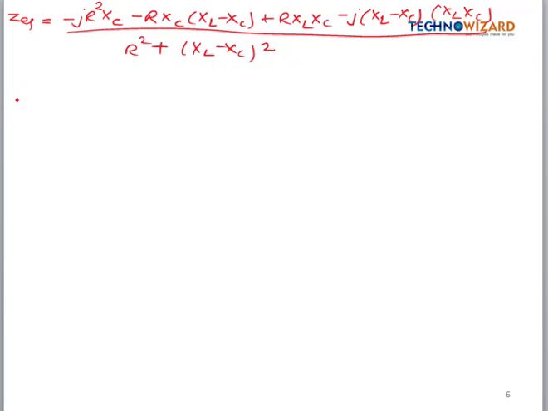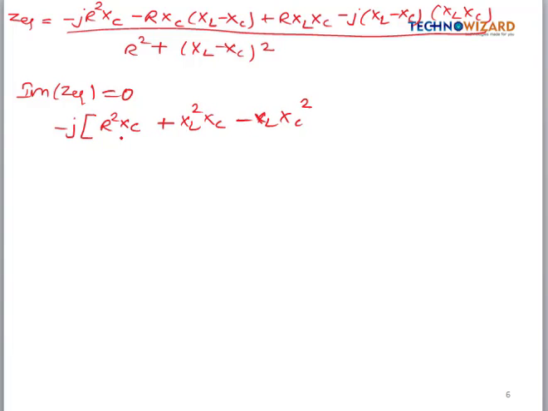So now let's take the imaginary term common. We know that the circuit will be purely resistive, so for the purely resistive only r will be present. It means the imaginary term of z equivalent will be equal to 0. So let's take the imaginary term first common. I am taking minus j common, so this will be r square into xc, plus xl square into xc, minus xl into xc square, divided by the denominator r square plus (xl minus xc) whole square, is equal to 0.